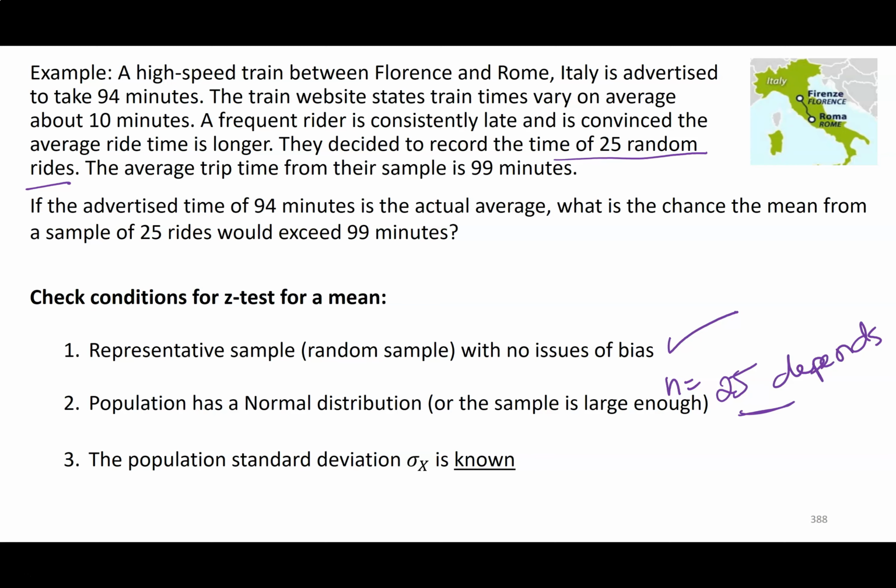And then our third condition, the population standard deviation is known. We're lucky enough to know it here. Sigma is equal to 10 minutes. So for sure, we meet the first and third conditions. That second condition, it depends. We would probably need to have a histogram of the data set itself.